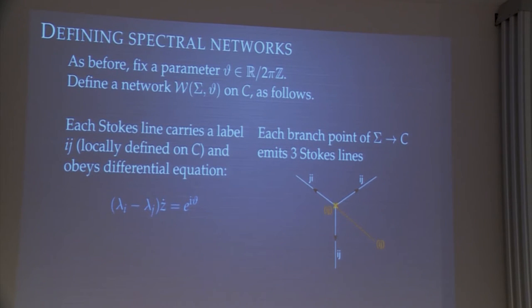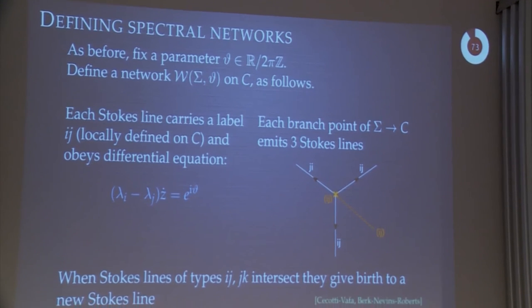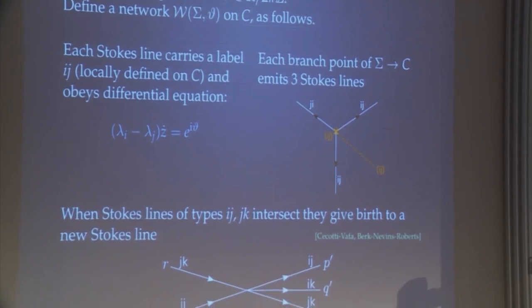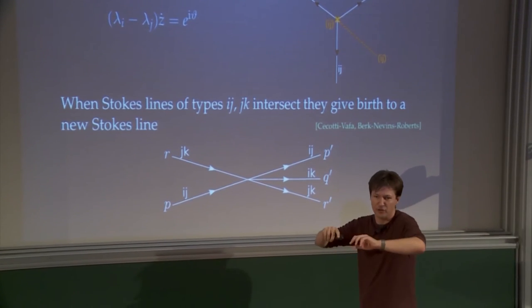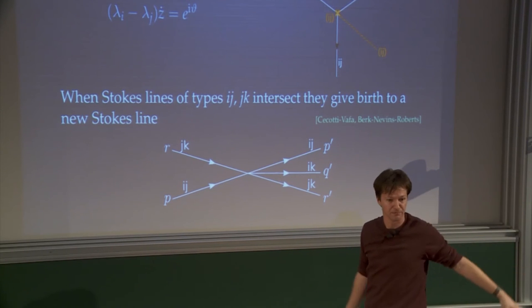So that's going to be the local picture. Each branch point is going to emit three of these Stokes lines. And then there's one further thing, which is at first surprising. You emit these lines, and just like before, you let them just travel around the curve, do whatever they want to do.